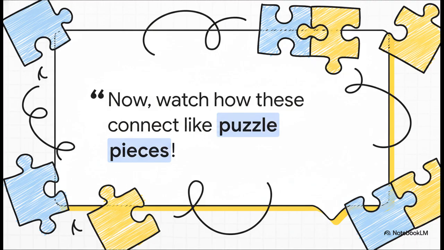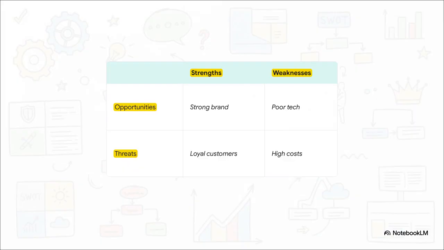Okay, this is where the magic really happens. See, these tools we're using, they don't exist in separate bubbles. Now watch how these external factors connect with our internal analysis, just like puzzle pieces. So I'm drawing the SWOT grid now. Strengths, weaknesses, opportunities, and threats.